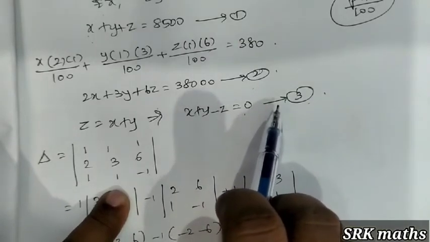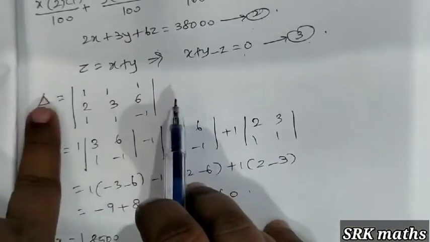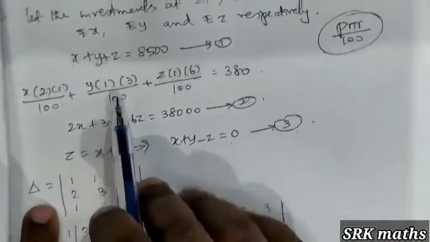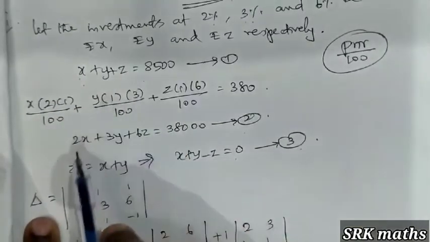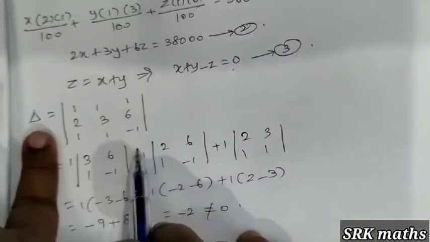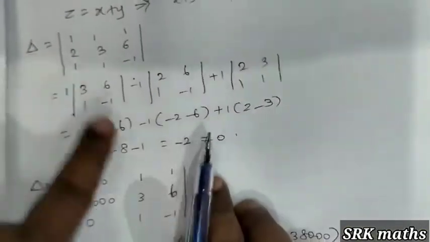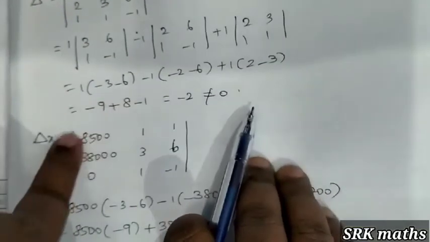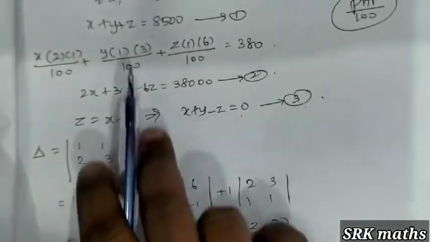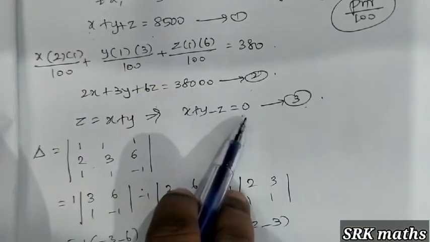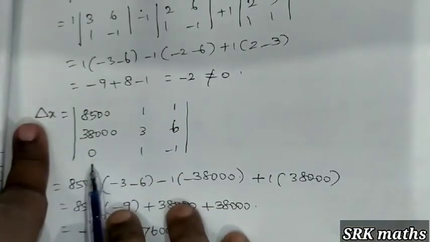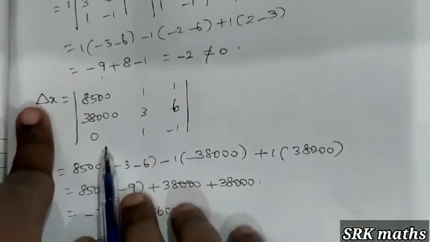Now since this is by Cramer's rule, you are going to find the determinant, delta. Delta can be calculated. You know how to pick out the values, that is 1 1 1 from equation 1, 2 3 6 from equation 2, 1 1 minus 1 from the third equation. Okay, calculate it as usual and you get minus 2, that is not equal to 0. Del x is nothing but delta with the x column changed. The x column is nothing but 8,500, 38,000 and 0.